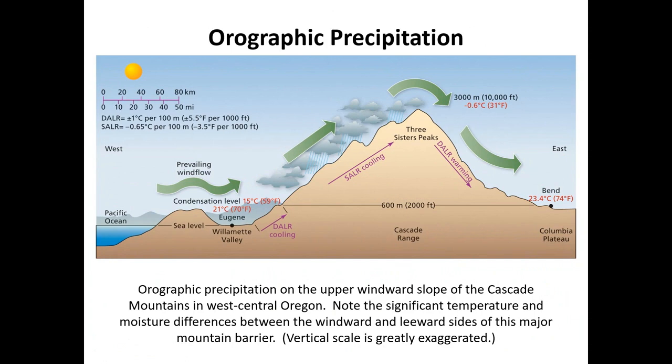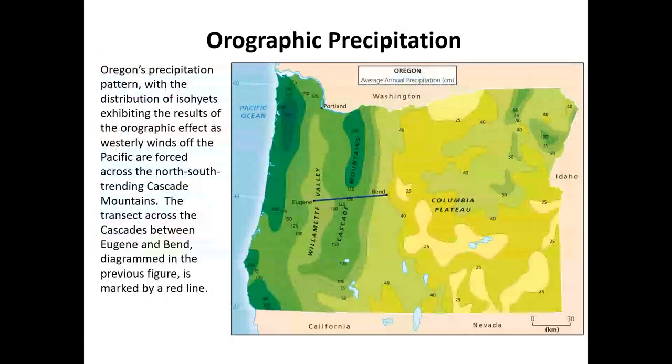So we think of Washington State and Seattle as being wet. Portland is wet and cloudy, but the eastern 2/3 of Washington State and Oregon are actually fairly dry. You can see here, this is Eugene, Oregon versus Bend, Oregon. This little blue line is basically that previous drawing that we saw, and it moves over the Cascades Mountains, and then on the leeward side, it's much, much drier.